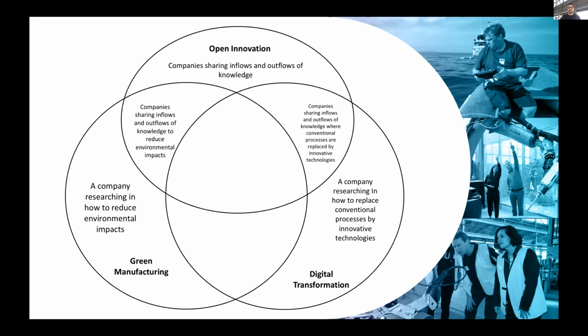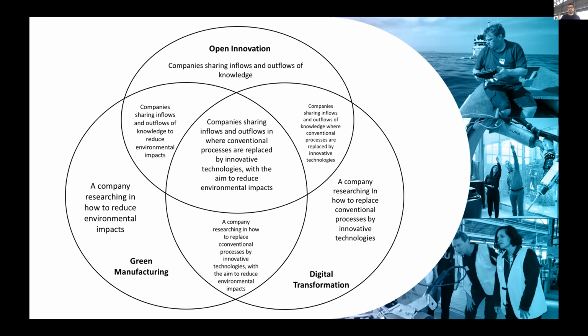If we find companies that are sharing inflows and outflows of knowledge where conventional processes are replaced by innovative technologies, it's possible to see that these companies are working under open innovation principles in order to integrate the digital transformation domain as well. And also, if a company is researching how to replace conventional processes by innovative technologies with the aim to reduce environmental impacts, it's possible to see that this company is integrating digital transformation principles and also green manufacturing principles.